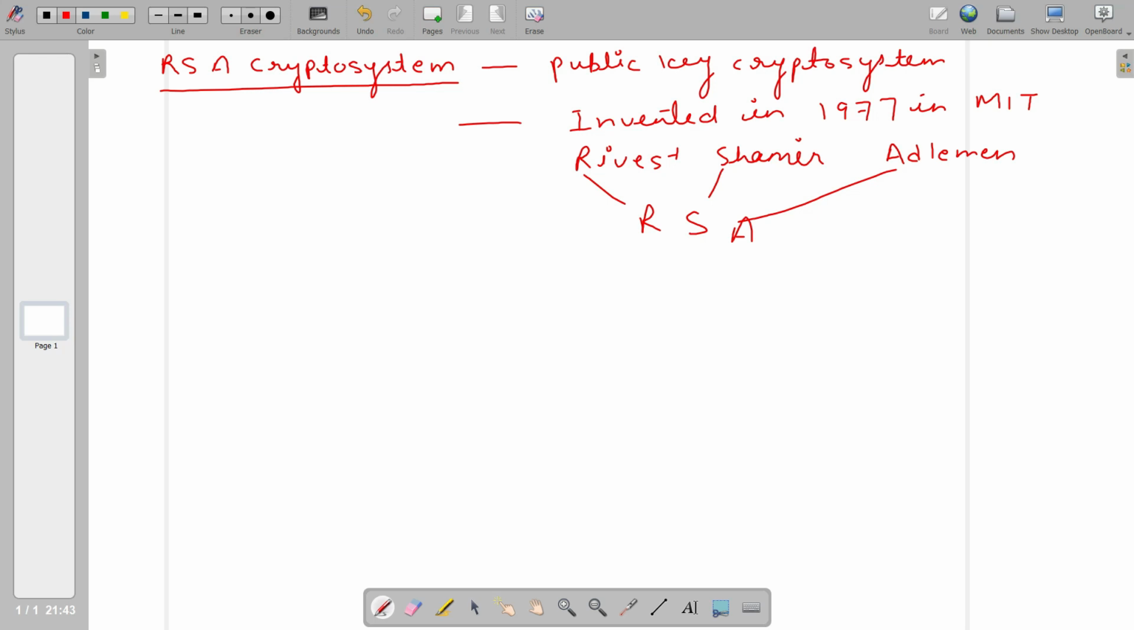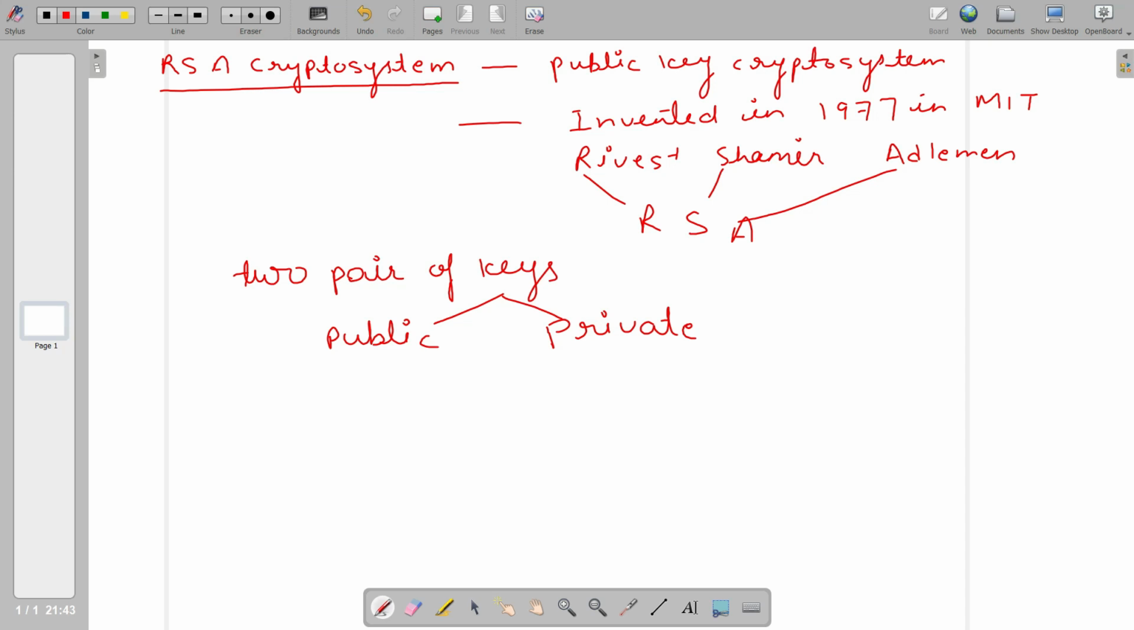When we talk about a public key crypto system, it means every party in this system, whether sender or receiver, will have a pair of keys. One is known as the public key, which will be public to all, and another is known as the private key, which is private to every party. For example, the sender will have its own private key, and the receiver will have its own private key. The public key is used for encryption, and the private key is used for decryption.